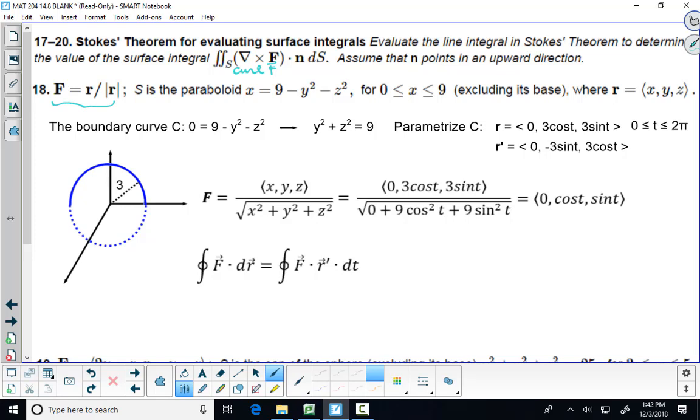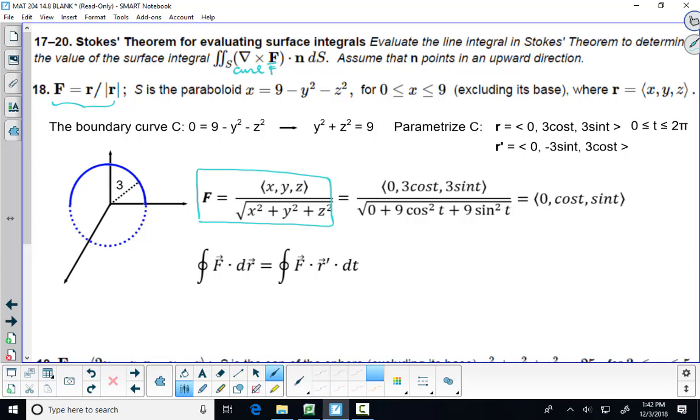And that vector field is a radial vector field. So R is xyz. And then we do xyz divided by the magnitude of xyz. So this is what our vector field looks like in Cartesian coordinates right there. So that's our radial vector field in Cartesian coordinates. All right, so we always have to have a field and a surface.